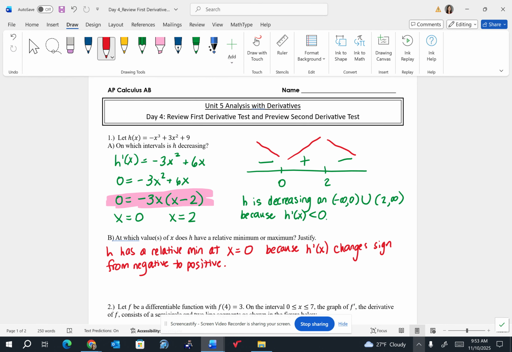Let's do the same thing for the maximum. H has a relative max at x equals 2 because h prime of x changes sign. Now go back to your sign chart. What's happening at x equals 2? It changes sign from positive to negative.